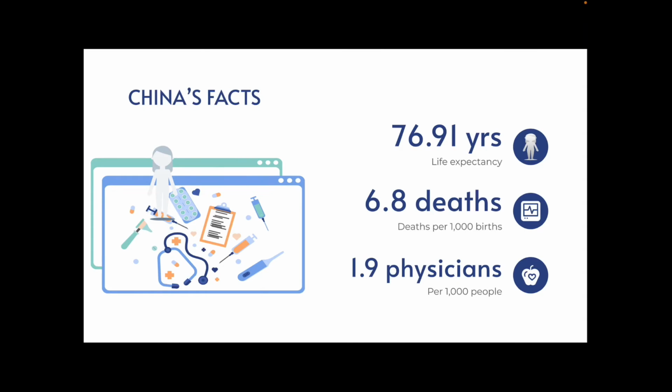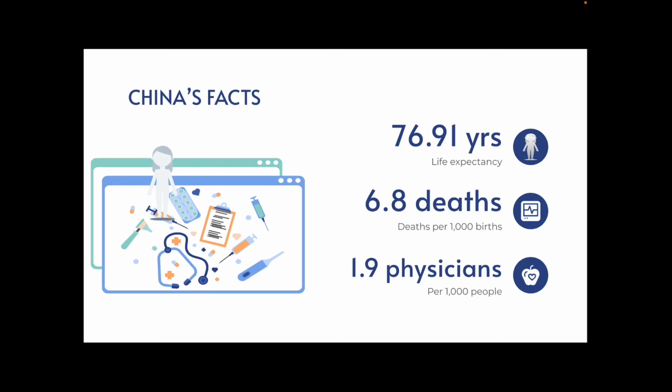Even though China has its fair share of issues, they do still have positives. China's life expectancy is 76.91 years, which is ranked 52nd in the world. Considering the lack of specialization in physicians in rural areas, this is pretty high. China's infant mortality rate is about 6.8 deaths per every 1,000 births, which is slightly above the average of 5.9 deaths per 1,000 births. China has 1.9 physicians per 1,000 people.